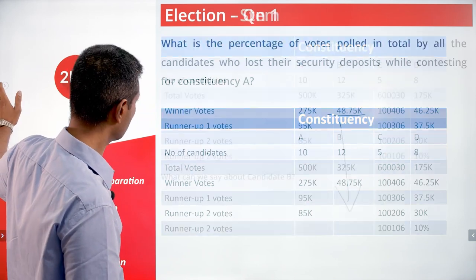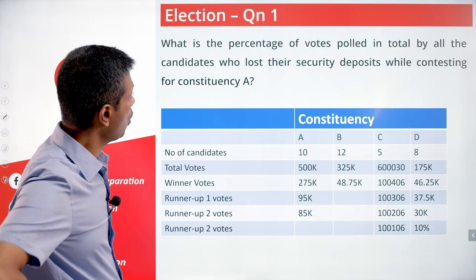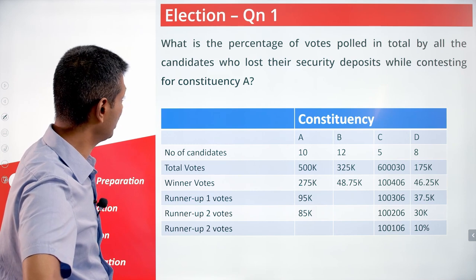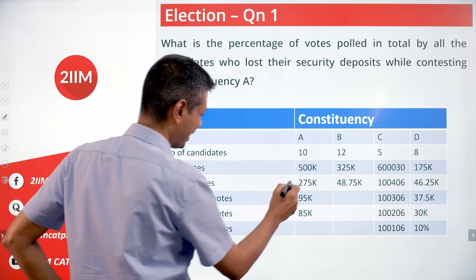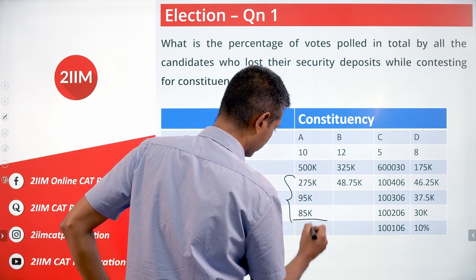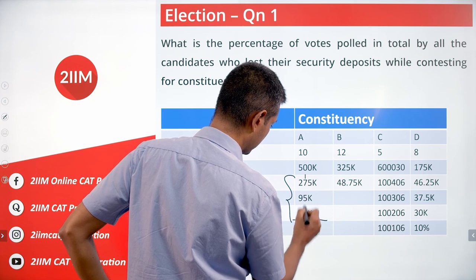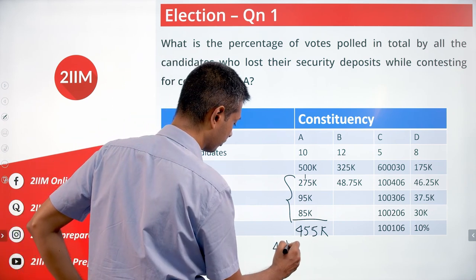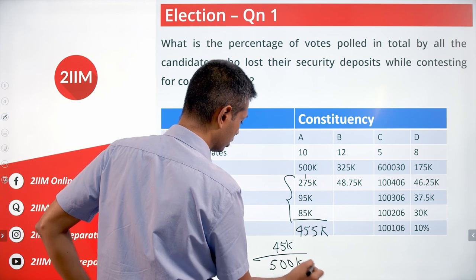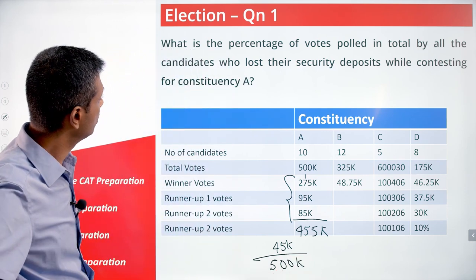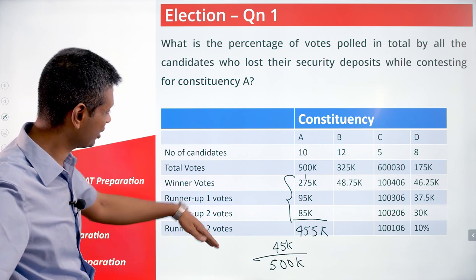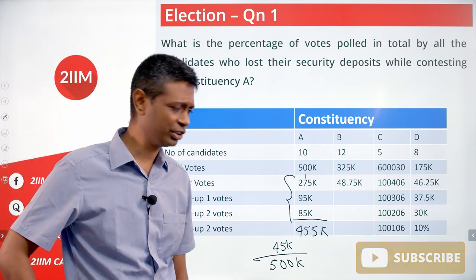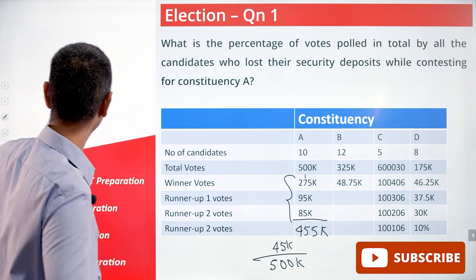Fine, lovely. Now let's go to the right here. What are the percentage of votes polled in total by all the candidates who lost their security deposits while contesting for constituency A? We did this math already. Add these three. 455,000 has been accounted for, so 45,000 is remaining. 45,000 out of 500,000 is what everybody else added up to. So all candidates below this, leaving out the top three, the remaining 7 candidates put together polled 45,000 votes out of 500,000. That is the percentage. 45 by 500 into 100, 45 by 5, 9%.